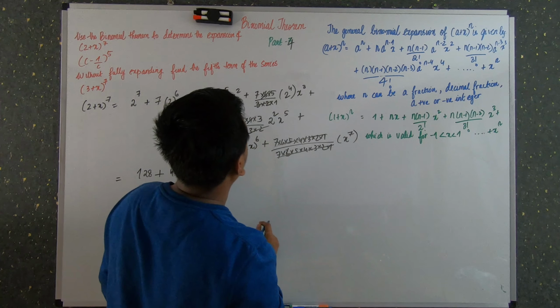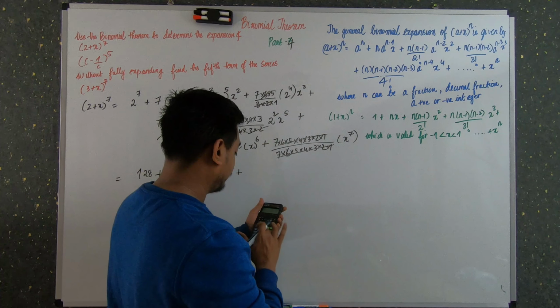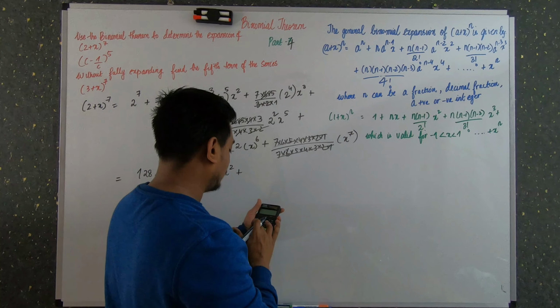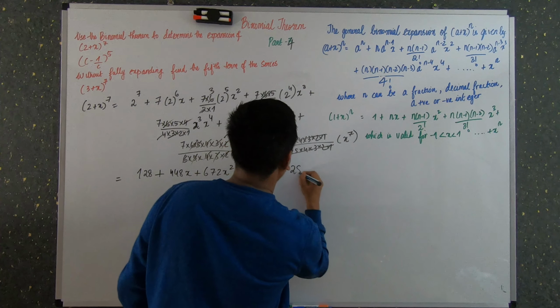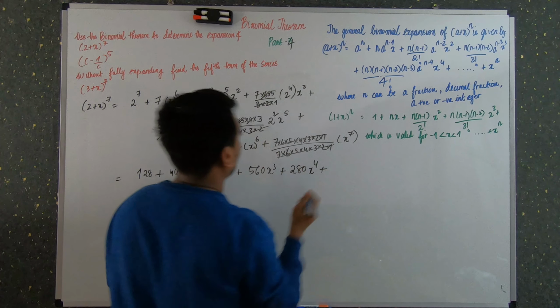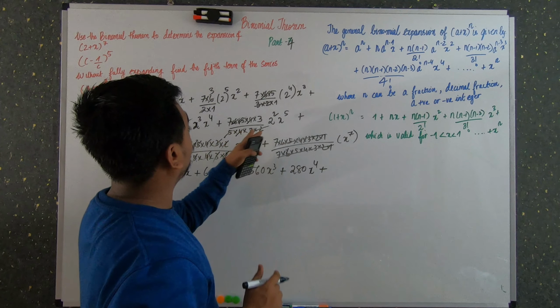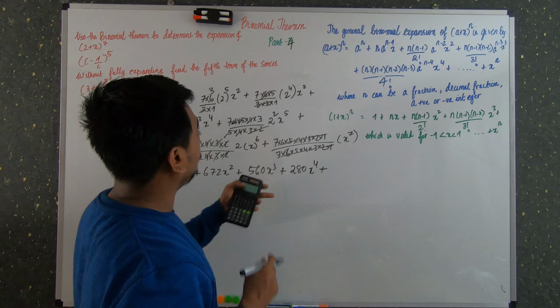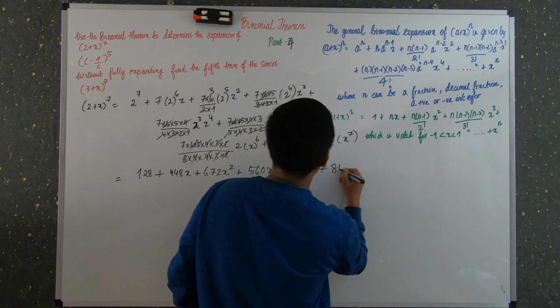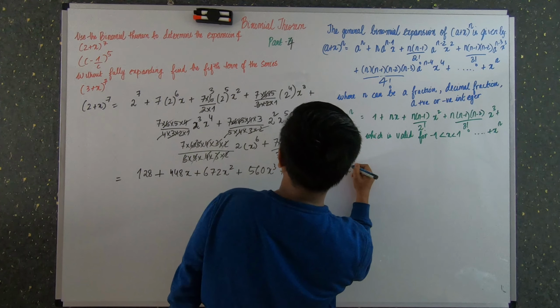7 into 5 is 35, 35 into 16 is 560, x cubed. Okay, what is the next term? Here, what all terms got cancelled? 7 into 7, 5 is left over, 35, 35 into 8 is 280, x raised to 4. What is the next term? 7 into 3 is 21, 21 into 4 is 84, x raised to 5.